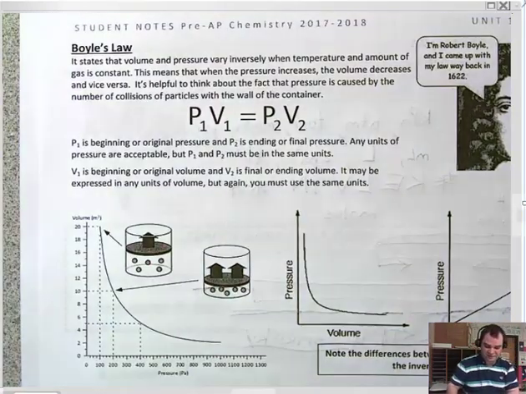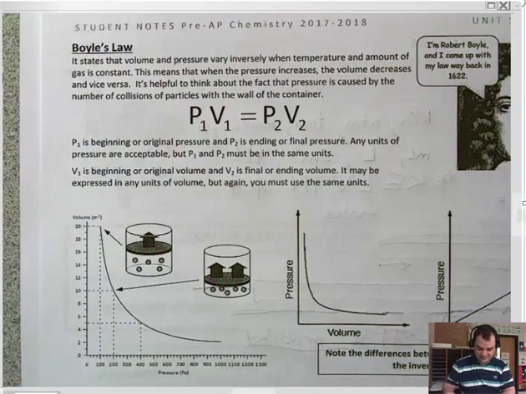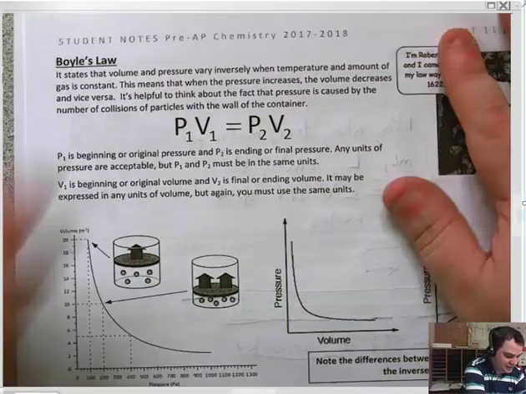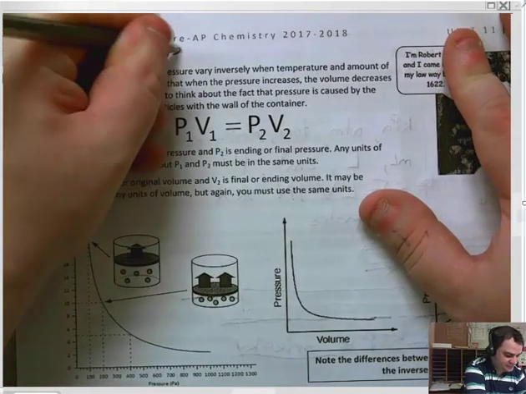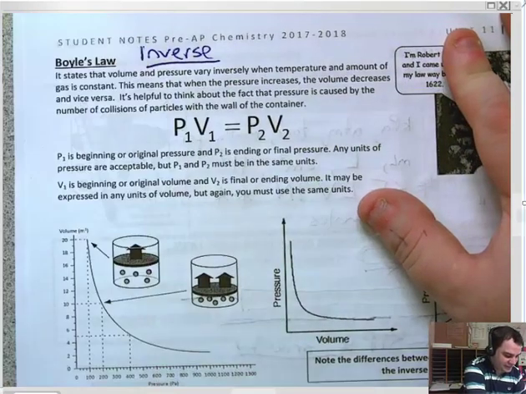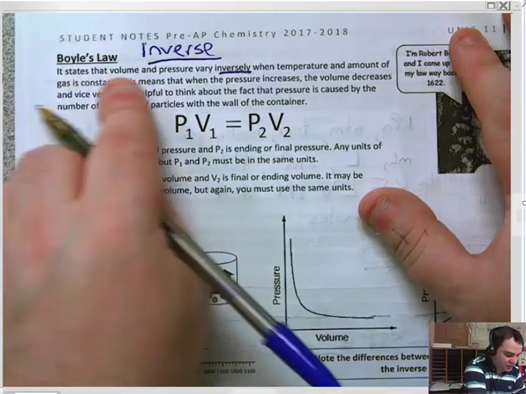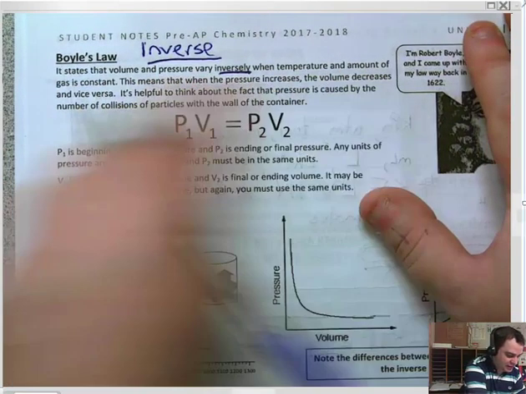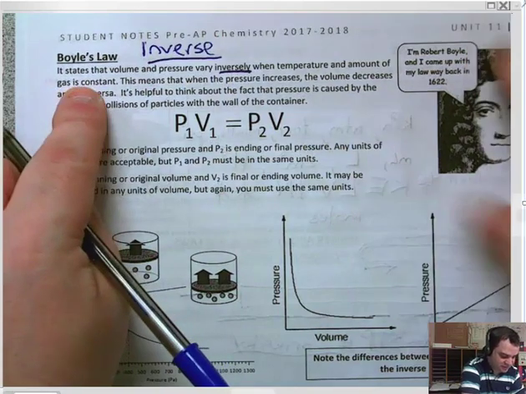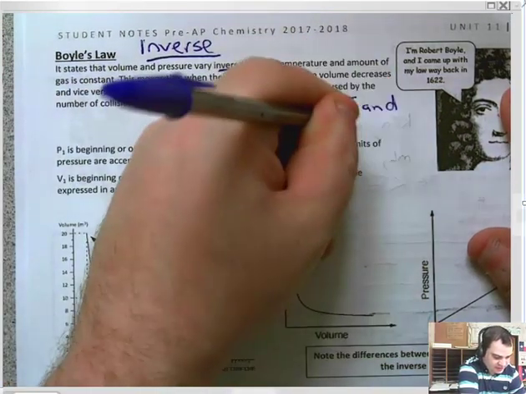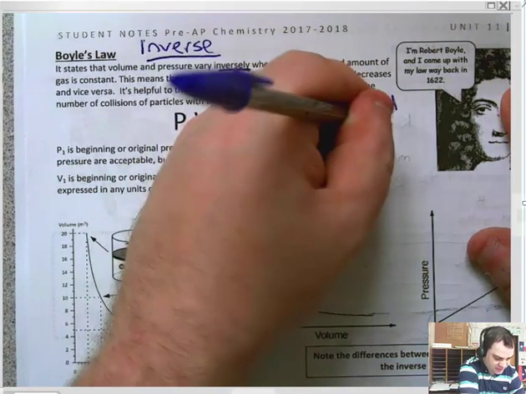We're going to start off with Boyle's law. Remember, Boyle's law is the only inverse law. Okay? It states that volume and pressure vary inversely when temperature and the amount of gas are constant. So remember that temperature and N, the number of moles, are constant.